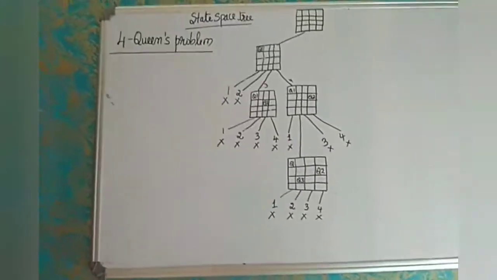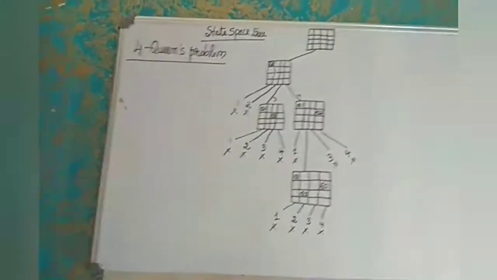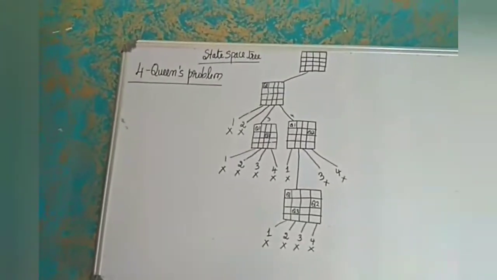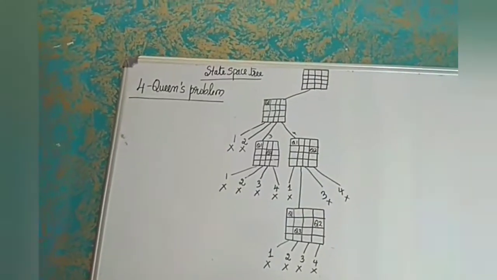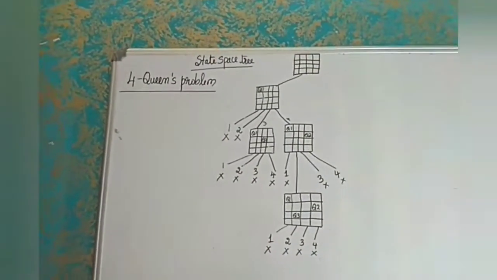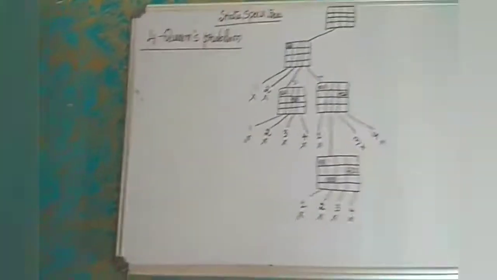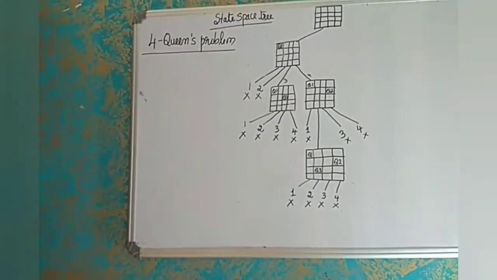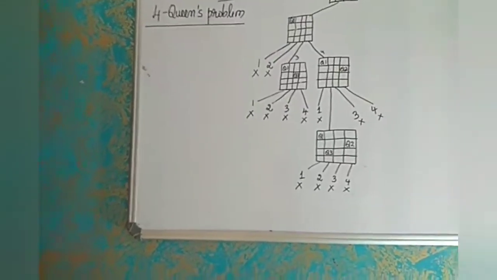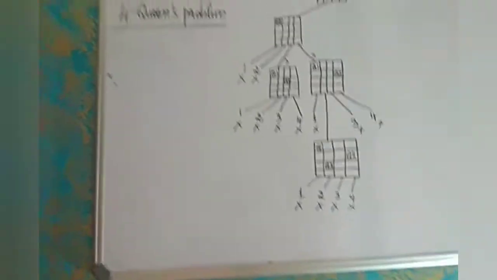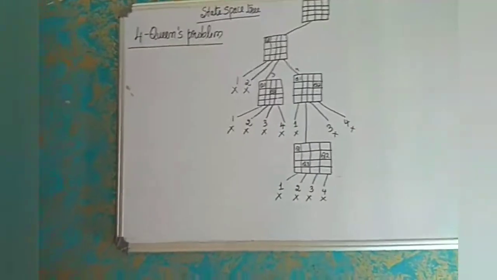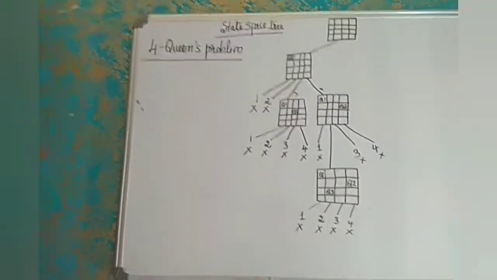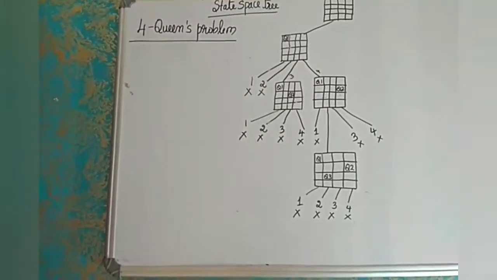Now what do we have to do when we reach this non-promising leaf node? We have to backtrack. So we have to go back to the previous level. If you place Q1 in the first column and Q2 in the second column, then you cannot proceed with the third queen and the fourth queen. So we have reached the dead end. Now you have to backtrack. Backtrack means you have to go back to the previous level. So the previous level is this one.